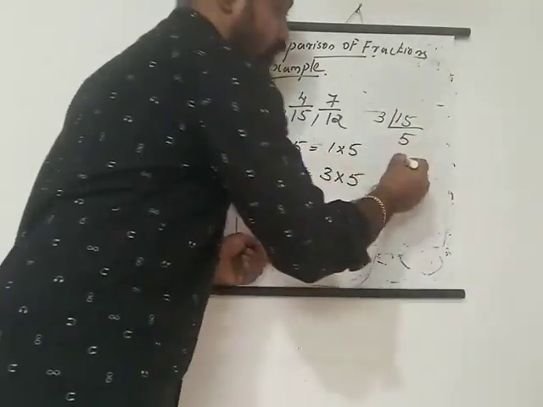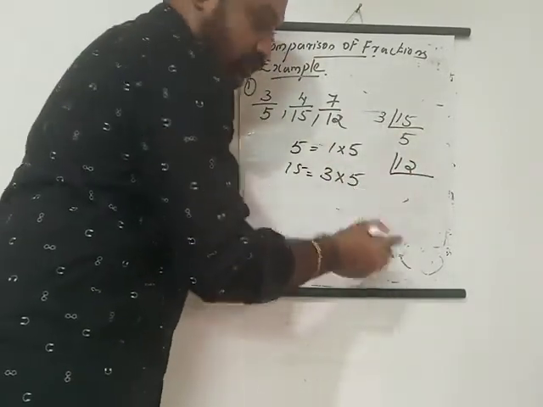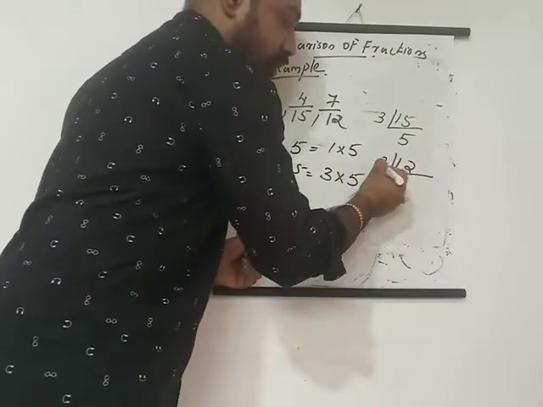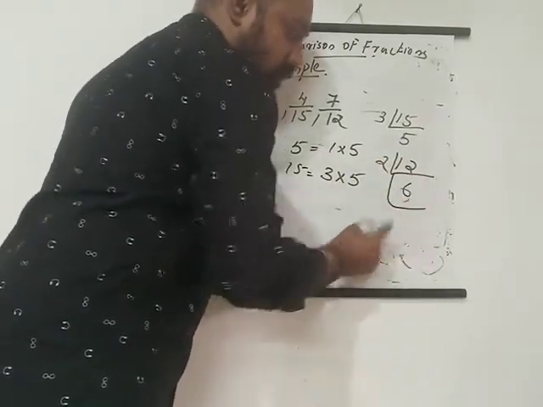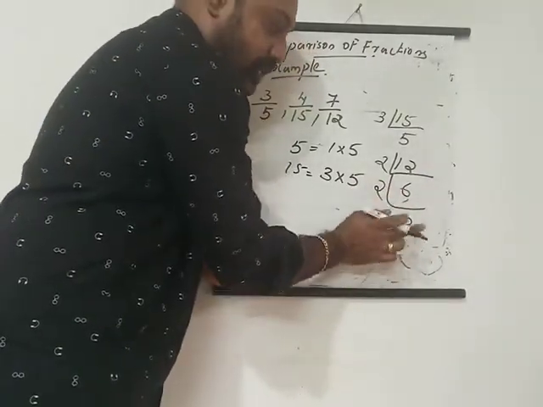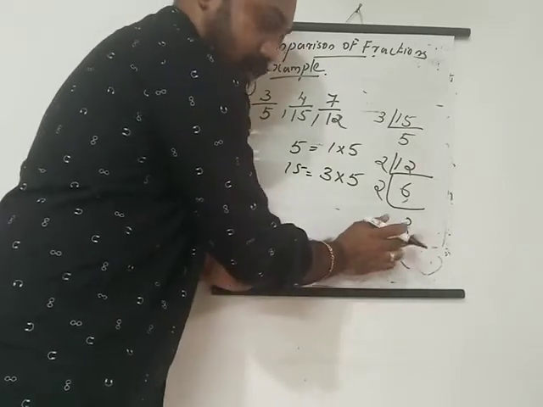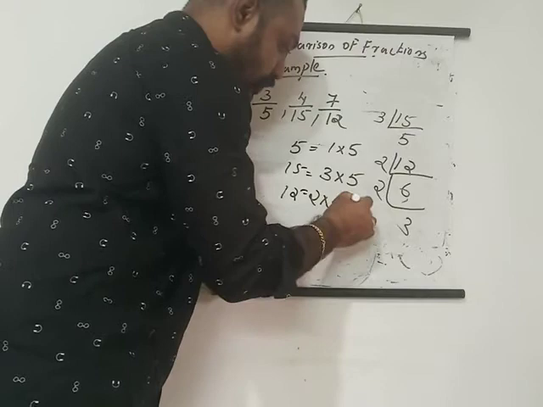Now take the next number, 12. How can we do 12? You can see it is an even number, so we can start with 2. How many times 2 makes 12? 6. 6 is again an even number, so we write 2, 3. Now we can finish there because we got a prime number. So 12 we can write as 2 into 2 into 3.